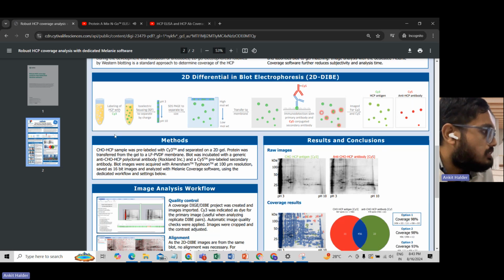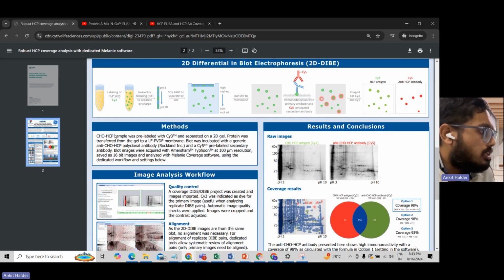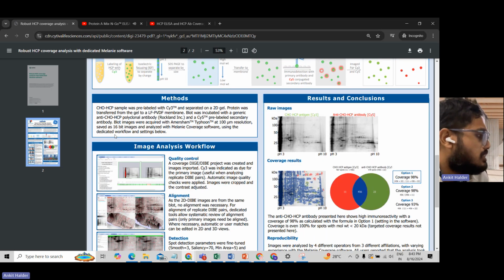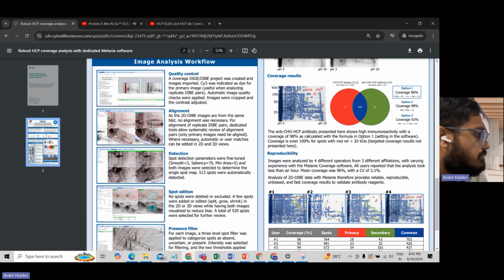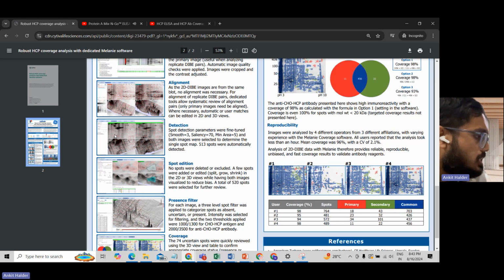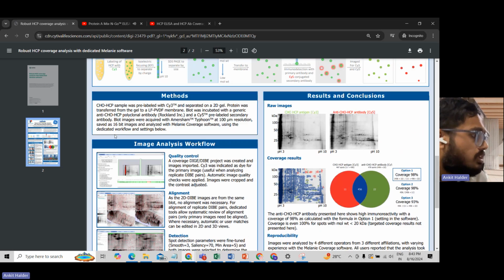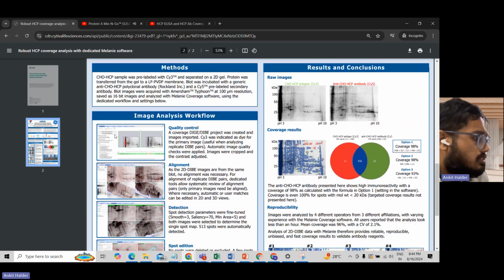So here you can see the first differential in time blot electrophoresis, 2T diet. We recommend trying our mix and go variant or improved version of kits. They are the most robust HCP kits with labeling and easy to use, with initial transfer to membrane and immunoprecipitation methods, and image analysis workflow. So you have the quality control, alignment, spot detection, and standards, with coverage calibrated to give coverage results.